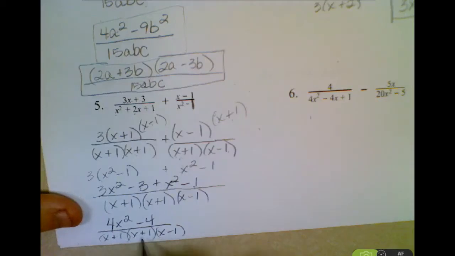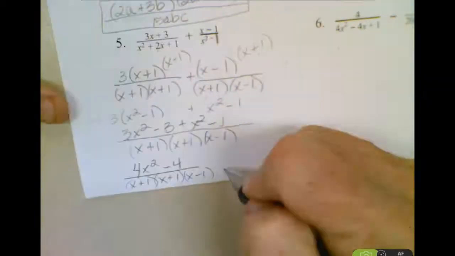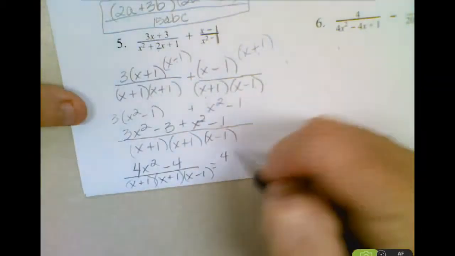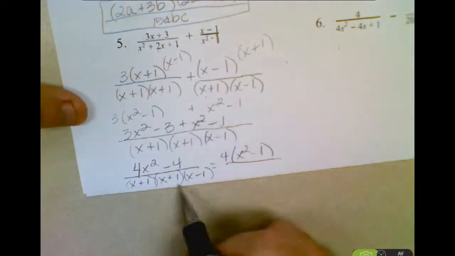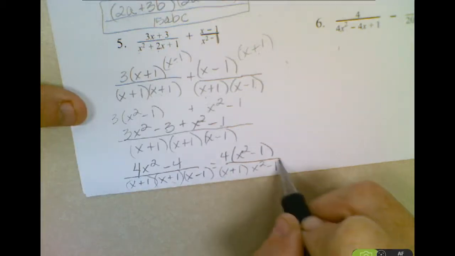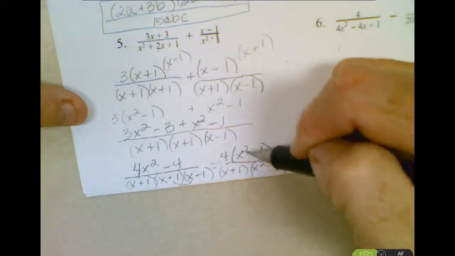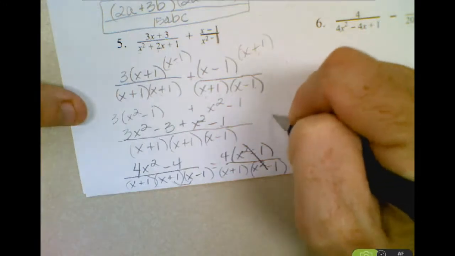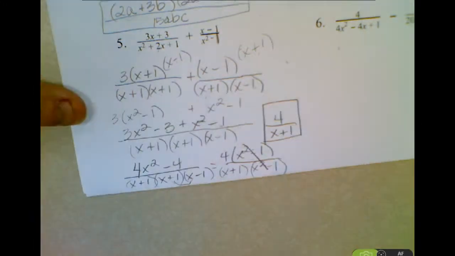Now you have to ask yourself, if you leave it like this, it's not technically factored out all the way, so you would need to keep going on that. Because I can take a 4 out of both, I would get x squared minus 1. I do know that this x plus 1 and this x minus 1 on the bottom would also give me x squared minus 1. So you can go ahead and multiply those two back together. Then these two are going to cancel. So your final answer is just going to be 4 over x plus 1. Okay?